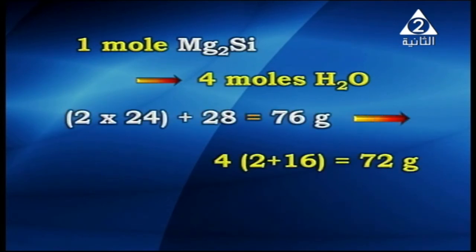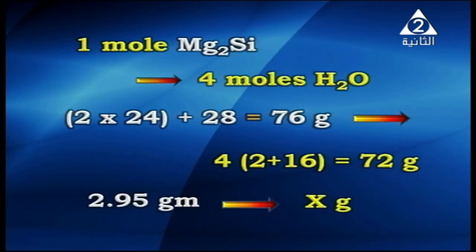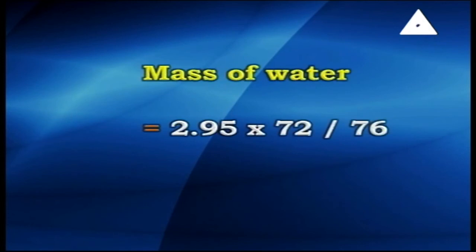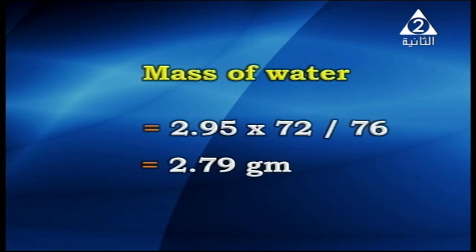So 2 times 24 plus 28 equals 76 gram gives 4 times 2 plus 16 equals 72 gram. So 2.95 gram gives X gram. So mass of water equal 2.95 times 72 over 76 equal 2.79 gram.